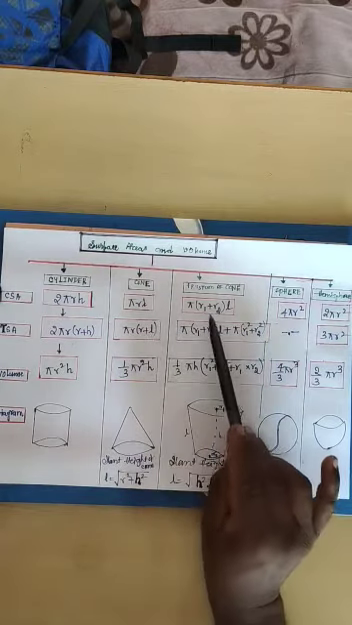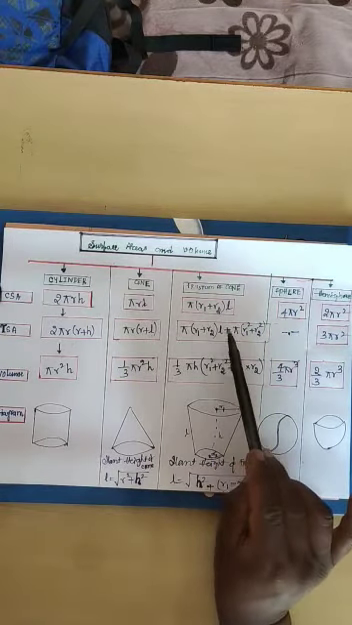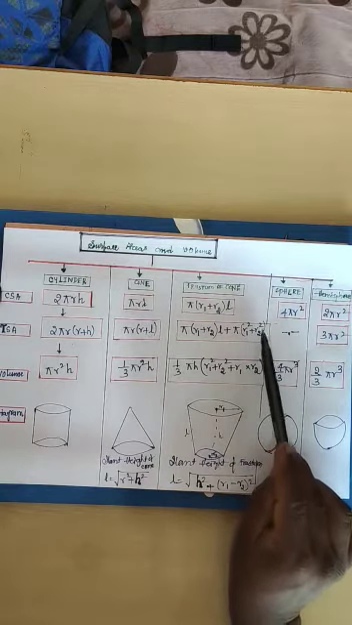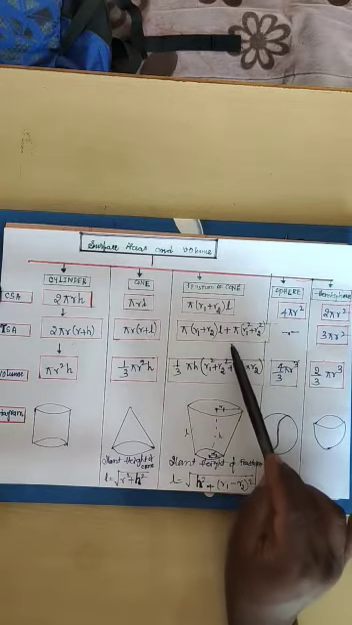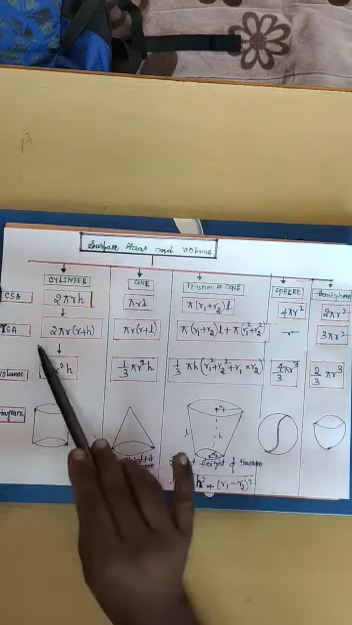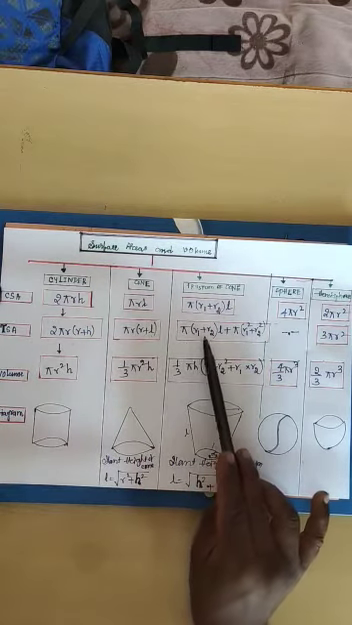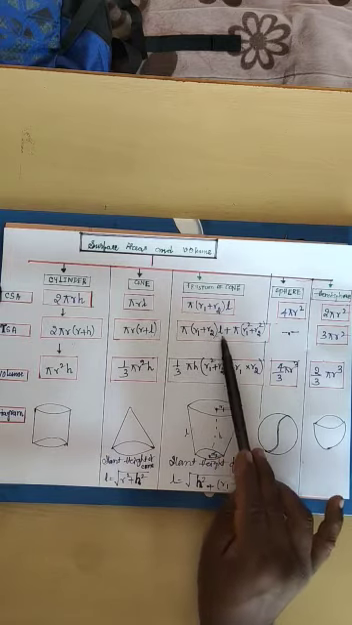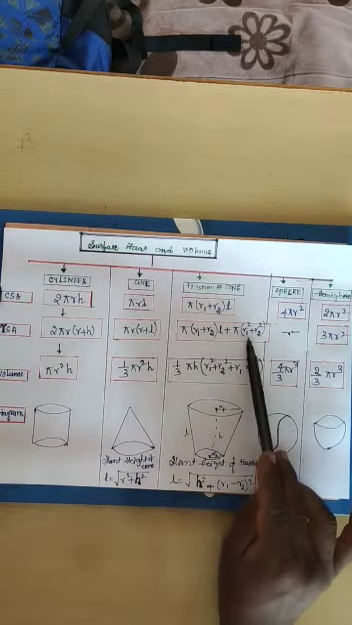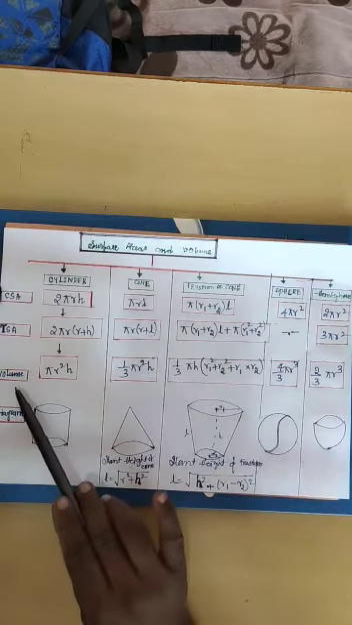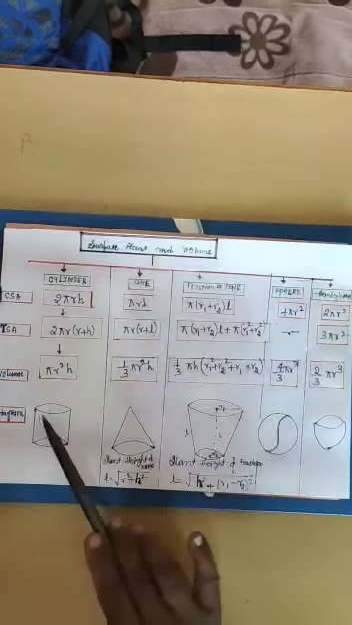Along with the curved surface area plus pi into r1 square plus r2 square, it can be read as: the total surface area of frustum of cone is pi into r1 plus r2 into L plus pi into r1 square plus r2 square. Next we have volume of frustum of cone.